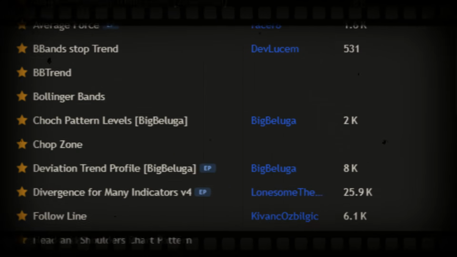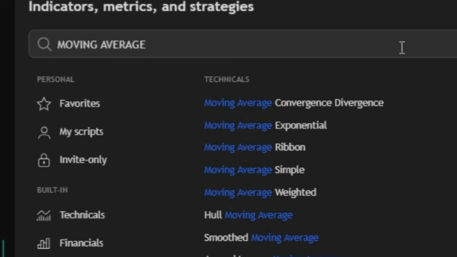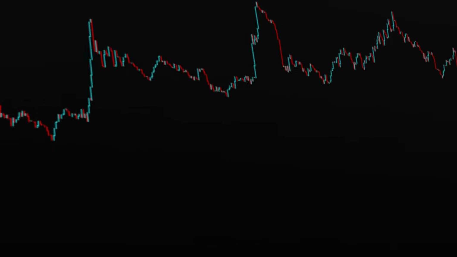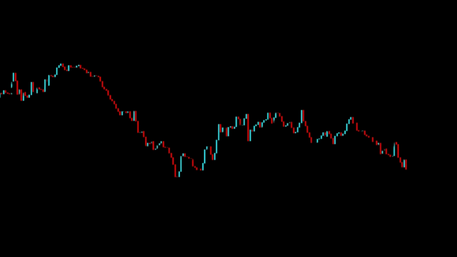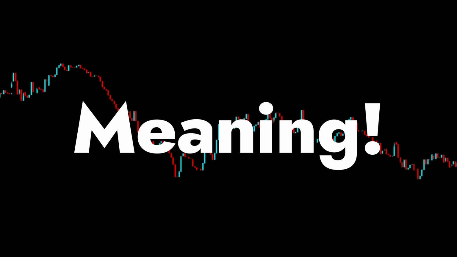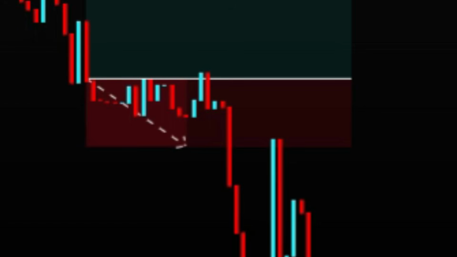So many traders out there are obsessed with indicators. RSI, MACD, or moving averages. But here's the truth, if you rely on them without understanding the language of the chart, they can actually backfire. See, every candle you see on a chart tells a story, and if you can't read that story, no strategy or indicator is going to save you. Your portfolio is going to end up red.